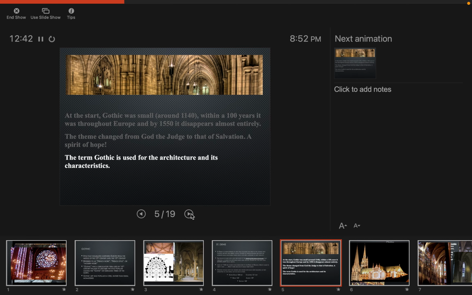The term Gothic is used for the architecture and its characteristics. I know it's typical to think of Gothic as a fashion style nowadays or a cultural style, but it has a totally different meaning when it comes to art history. We're talking about architecture and its characteristics. Moving on.